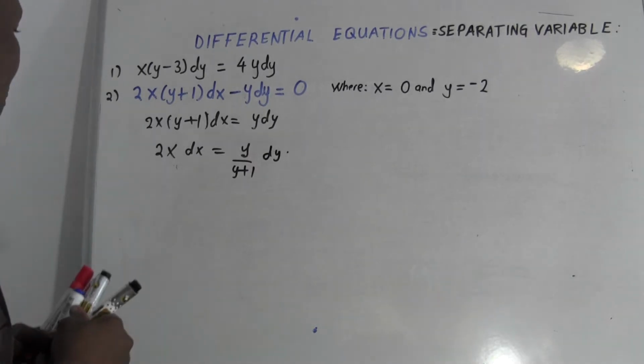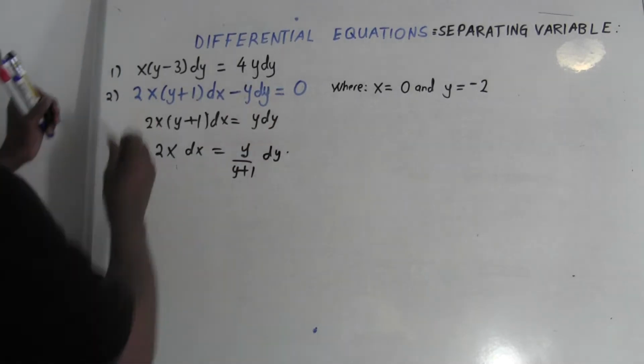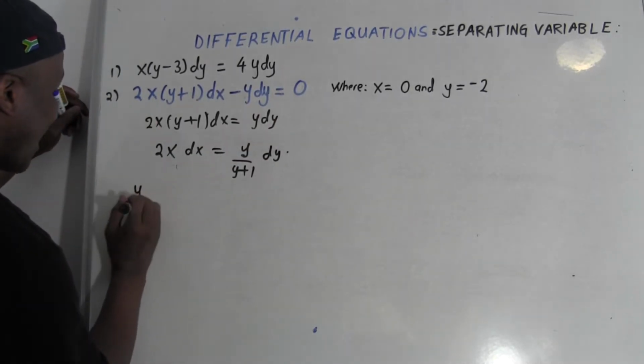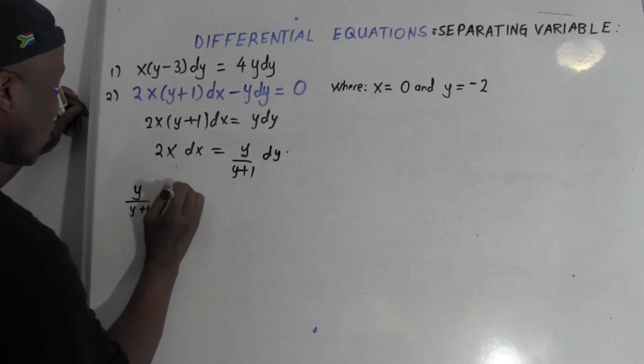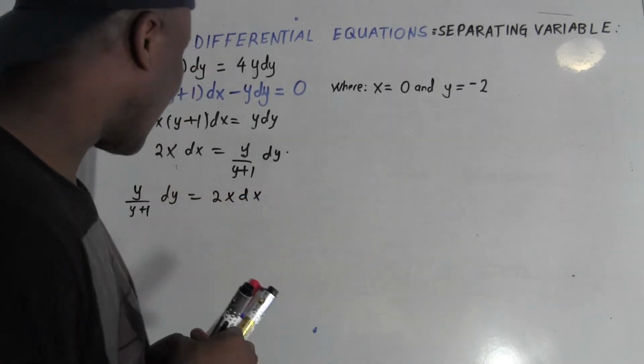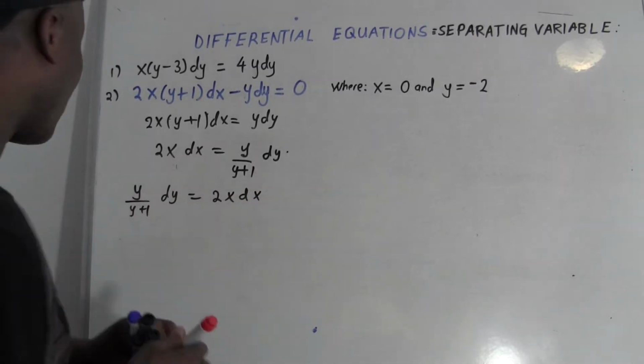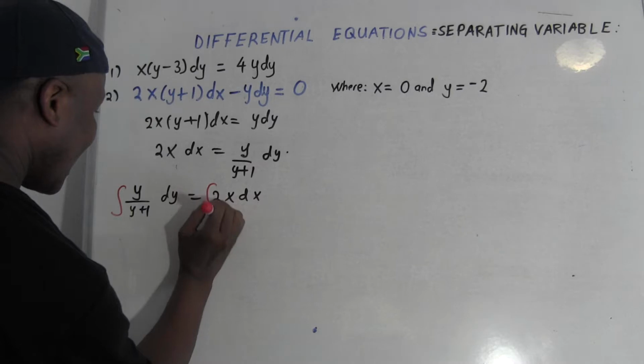For the most part, I like to write y on the left. So I'm going to write my y over y plus 1, dy equal to 2x dx. You understand? So what I want to do here is integrate throughout. I have to integrate on the left and integrate on the right.